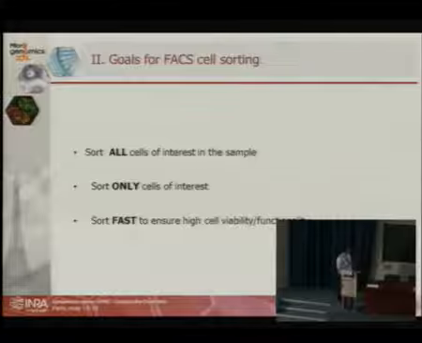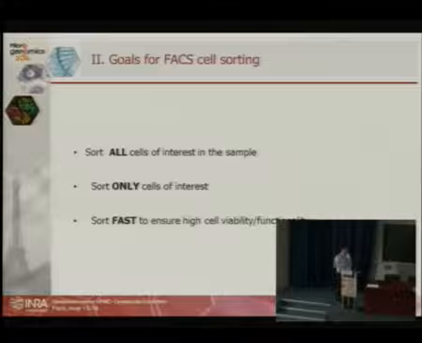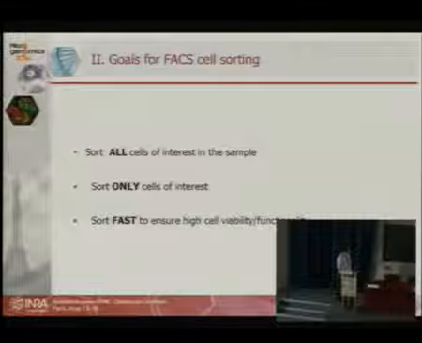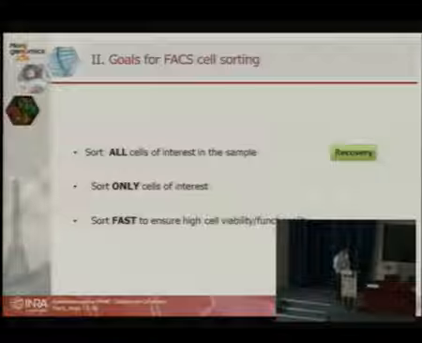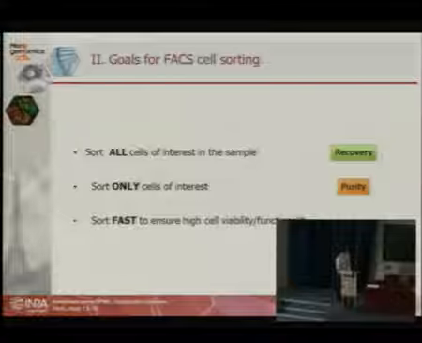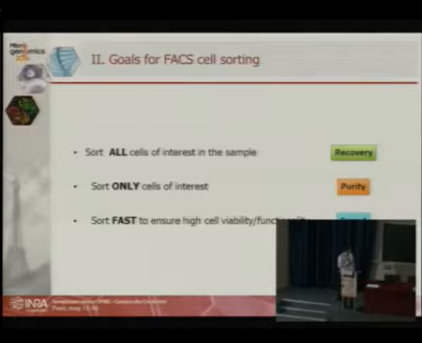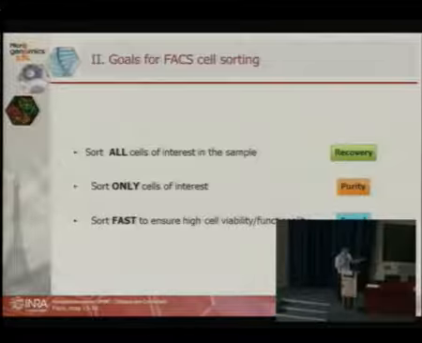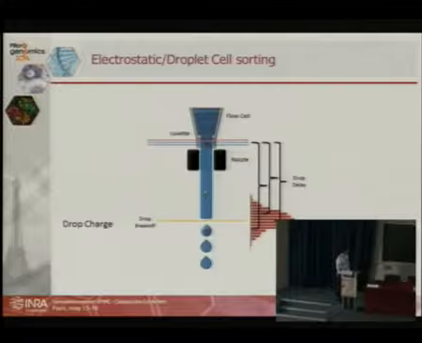And you have to sort fast also to ensure high viability of your cells if you want to do functional assays, or, as in the question we had before, to minimize the effect due to the lengthy procedure of extraction. So we have to work on recovery, we have to work on purity, and we have to work on speed. And the bad news is that you cannot have all of these parameters when you do cell sorting. So you always have to make compromises depending on what you want to do.